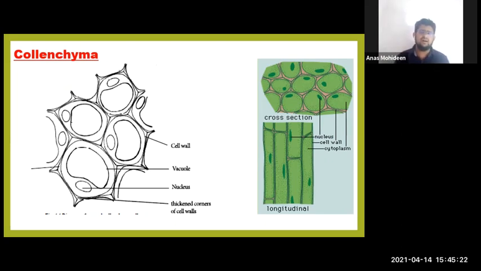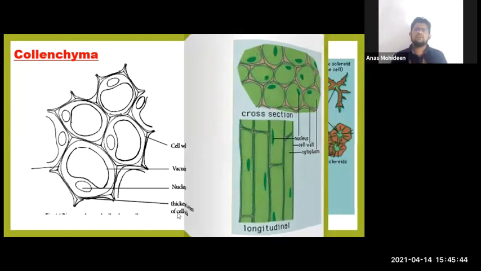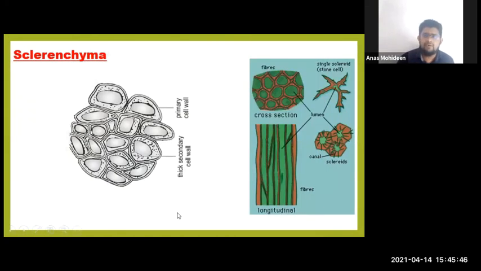Their functions are, since they are modified parenchyma cells, they also carry out photosynthesis. And they supply additional mechanical support too. So these are the two functions of collenchyma tissues. Let's move up to the third type of simple permanent tissue.